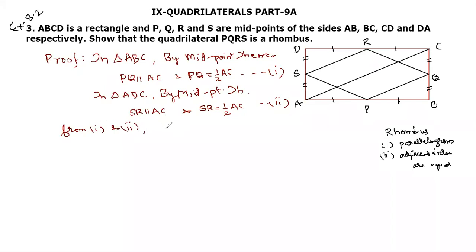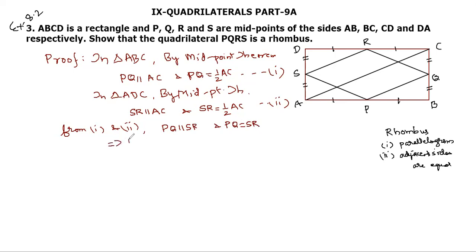we conclude that PQ is parallel to SR and PQ is equal to SR. So it is enough to show one pair parallel and equal. So it's enough to show that it is a parallelogram.